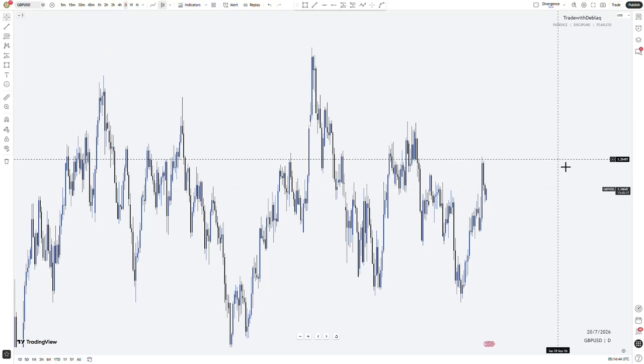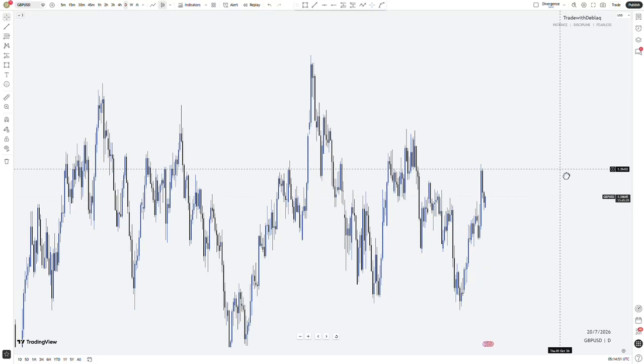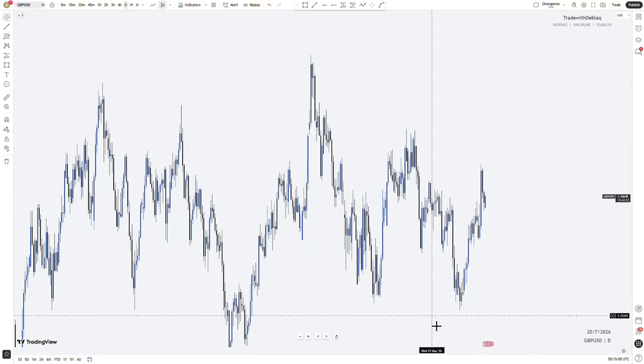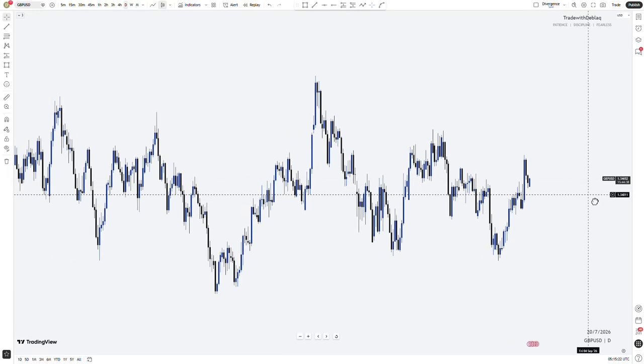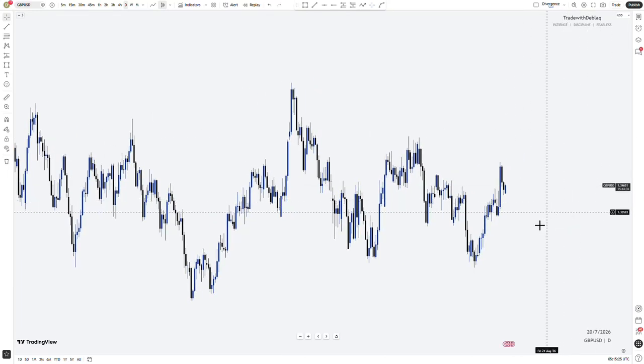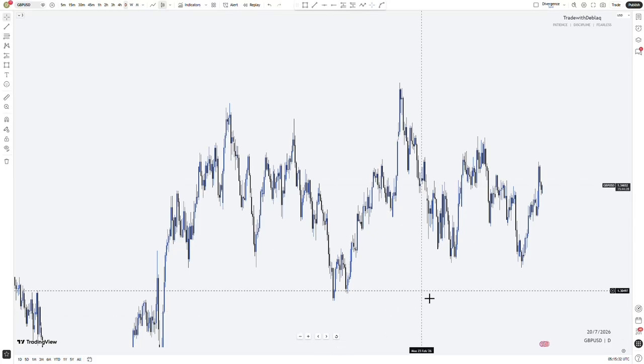Alright, so from my rules here, the first thing is analysis starts from the daily time frame, and on the daily time frame, the question is: is the market bullish or bearish? So that's the first thing I need to know. And how can I know if this pair is bullish or bearish? Number one, I don't normally like to zoom in sharp like this.